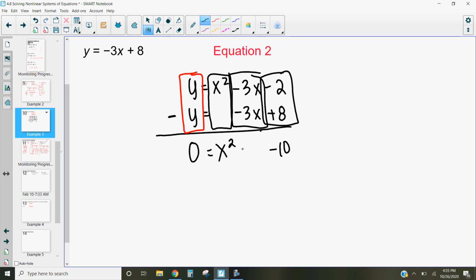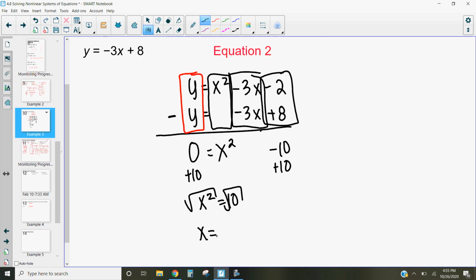Now notice how it has two terms. When there are two terms, to solve by elimination, we still need to solve for x here. To solve for x when we have an x squared and a constant, we want to solve using the square root method. So I'm going to add 10 to both sides, and I'm going to end up getting x squared equals 10. And then I can square root both sides of that, and I will get x equals the square root of 10.